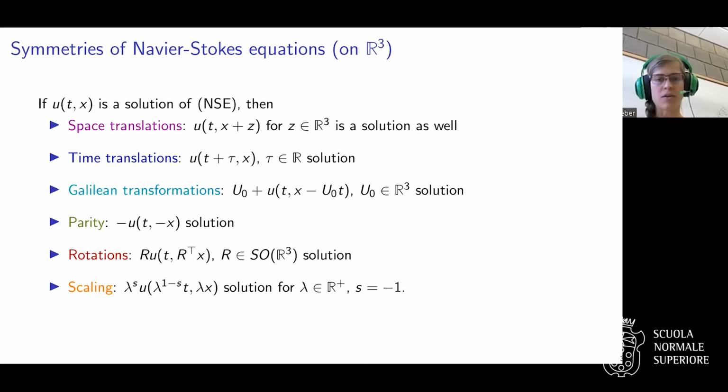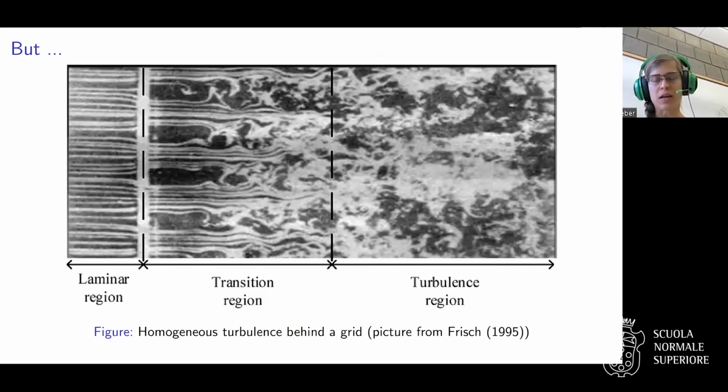When you look at real flow, it doesn't look like it's always satisfied. This picture here is an experiment of a flow in a wind tunnel. You have some nice laminar flow coming in, then it goes through a grid. You have some transient region and then a turbulent region. Now in this turbulent region, and even here, it doesn't look like there's much symmetry at all. This is a picture from the book by Frisch, by the way.